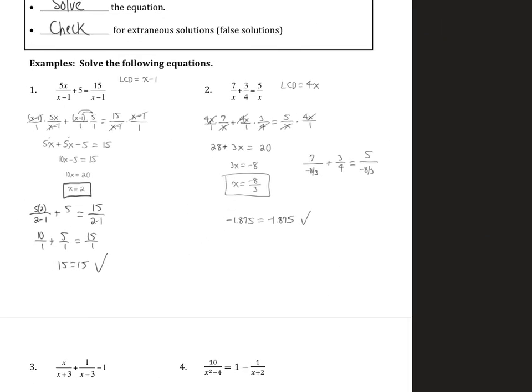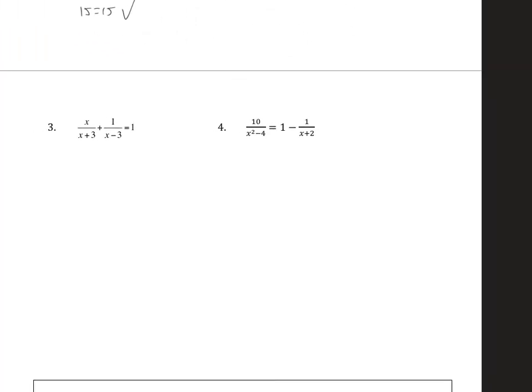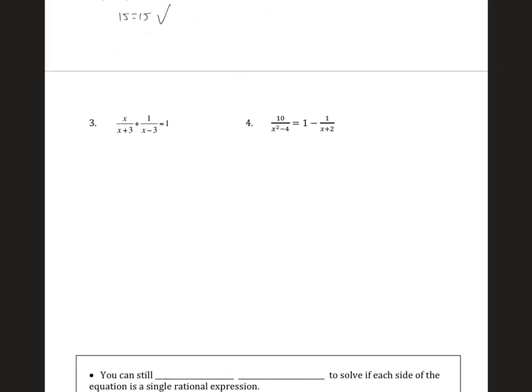Okay? If you need some help reducing those fractions or solving those, make sure you talk to me in person. I'm not going to spend too much time on that today. Okay? All right. See if you can try 3 and 4 if you haven't already. Otherwise, we'll go through them in a second here.